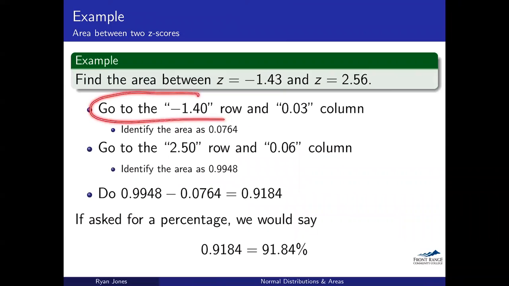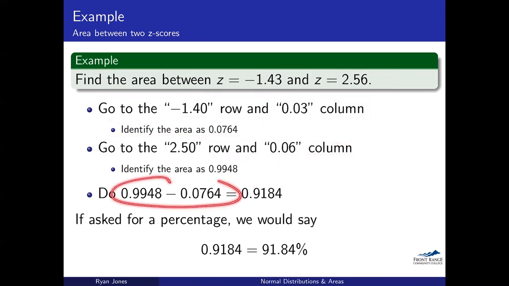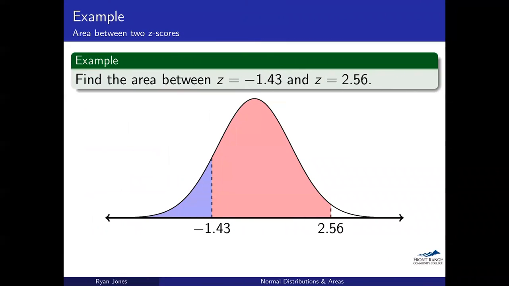We'll wrap that all up right here on this slide. We went to our negative 1.43 and identified that area, the 0.0764. We went to the 2.56 on the Z table and looked at the 0.9948. We just subtracted those values, and that gave us the area in between, which we can write as a percentage, 91.84%.